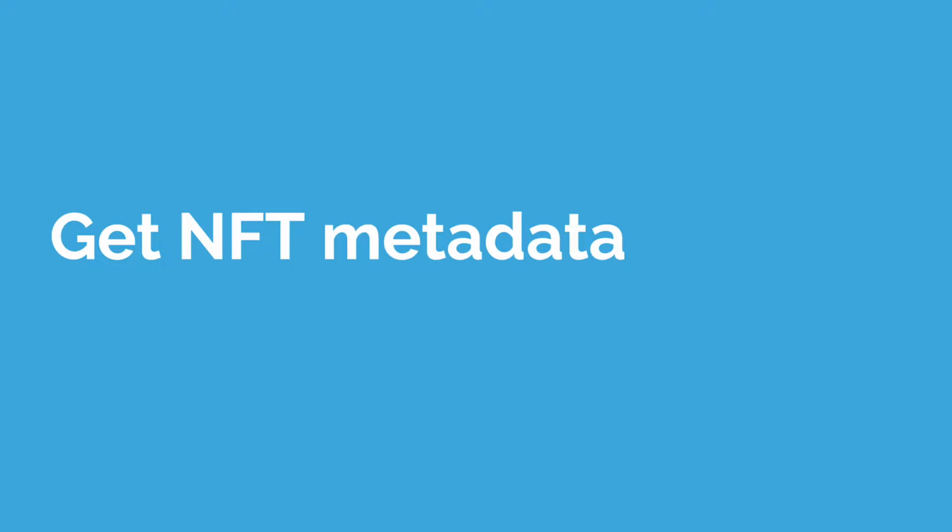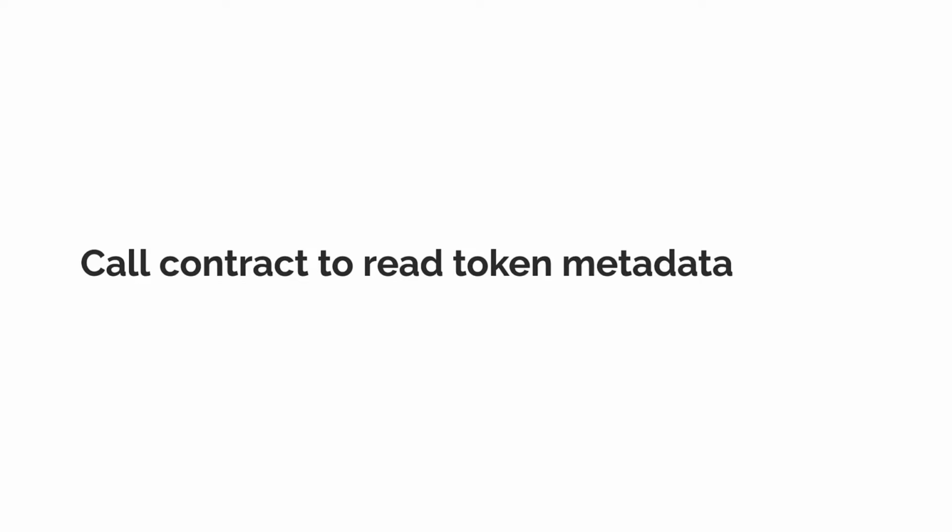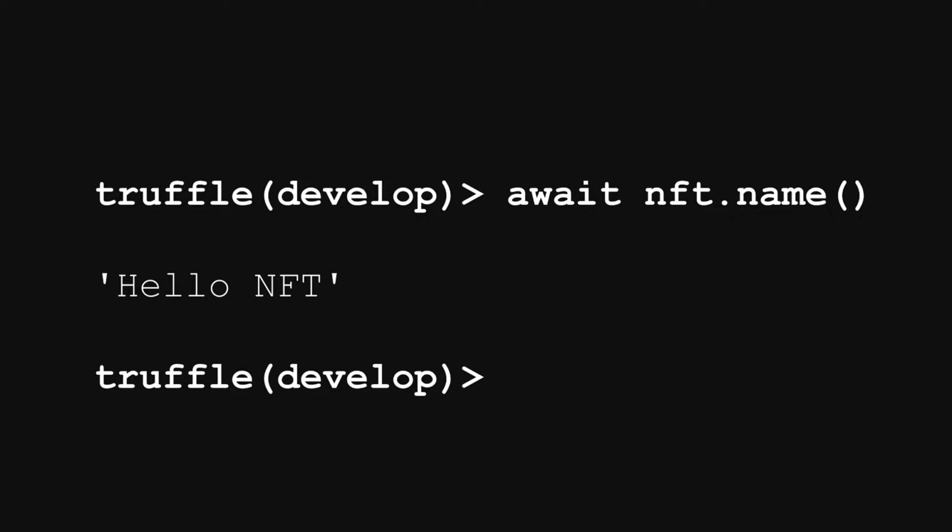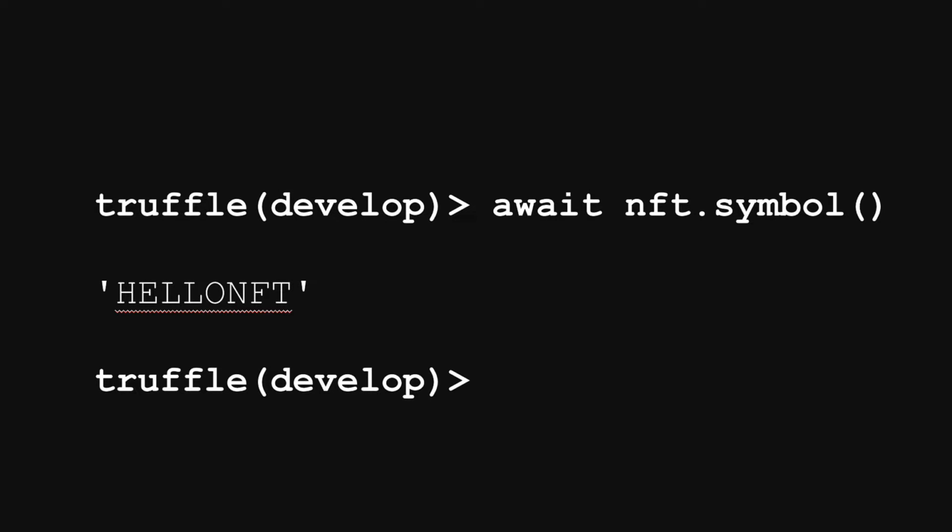We can also get the NFT metadata. So we can call the contract to read the token metadata. For that, we can use a command like await nft.name and we'll get the name returned, Hello NFT. We can also use await nft.symbol to get the symbol of our contract. So this verifies that our contract is working on the blockchain and we can talk to it. We can make transactions to that contract.